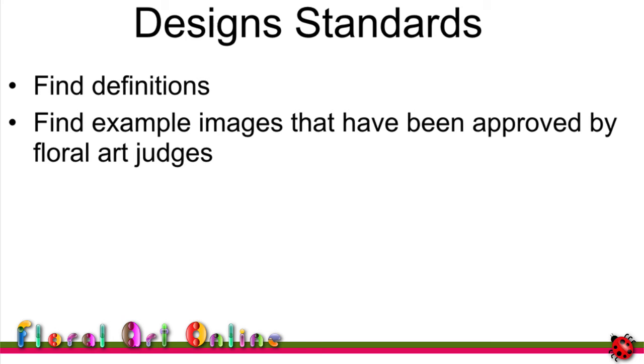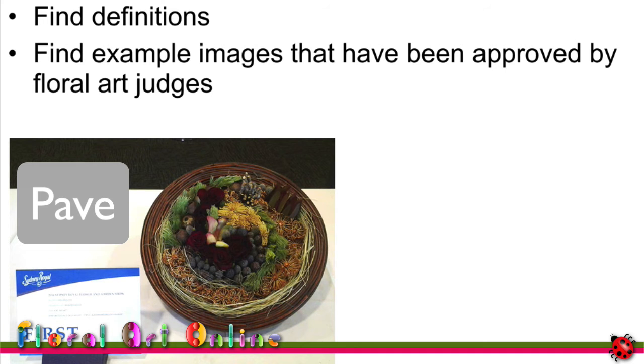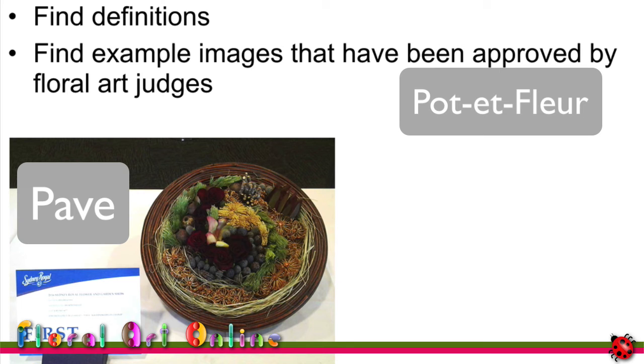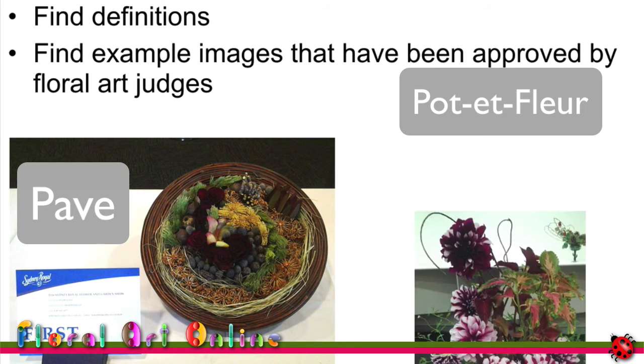So what you can see now is some examples. This is a pave style, which is a particular design standard. And the other one is a pot au fleur, which again is a design standard that I know is often seen in competition. I write down all of this information, all of those stages that I go through, on that planning sheet. And by writing down the information, I start to get an idea of what I'm going to do and how I'm going to use the equipment and the plant material together.